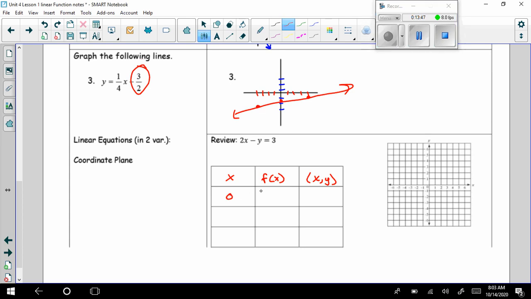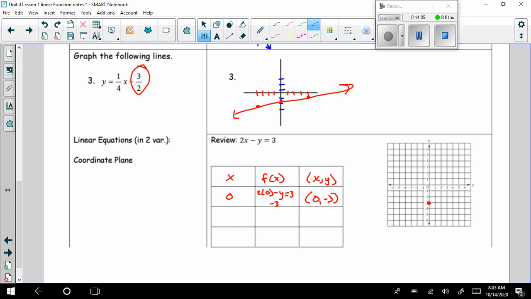So I'm going to plug in 0. So I do 2 times 0 minus y equals 3. If I solve that out, then I get negative 3. So I have the point (0, -3). All right, well, that's my y-intercept. So that's nice to know.